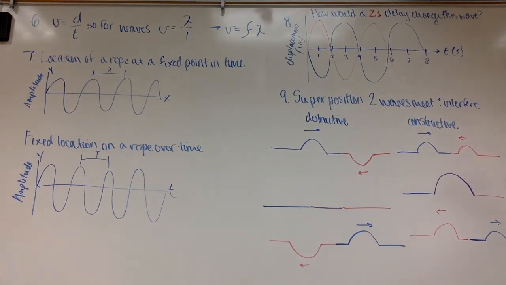Constructive is just the opposite. If they're both in the same direction, then they're just going to add up. So in this case, I've got two. As they pass through each other, they add up together. And then once they're done, they just pass on through each other, and they don't even get changed whatsoever.